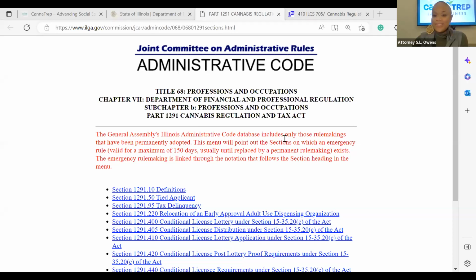And let me pull up the Cannabis Regulation and Tax Act. I'm doing this because the last time a lot of folks really missed this part of understanding the cannabis laws. Okay. So let me pull it up here. You see my web browser?